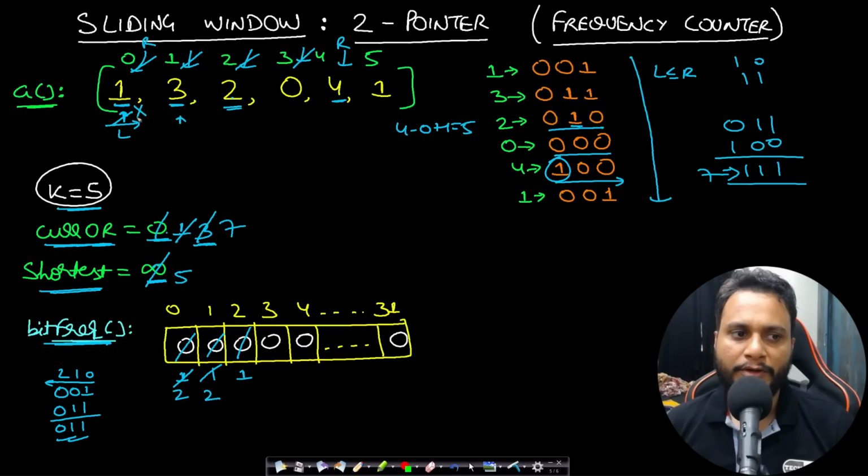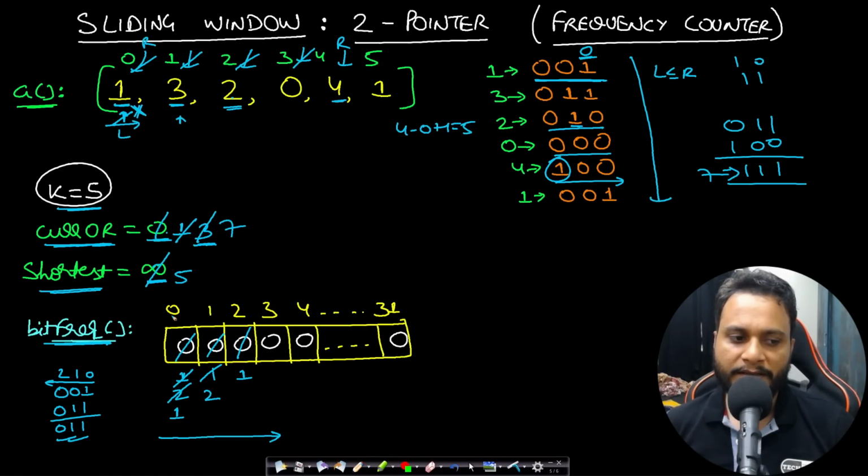If you do that, then I have to remove this 1 from the window. If you remove this 1, see the bit representation 001. Which bit is set? Position number 0. So I have to decrease the counter of position number 0 by 1. Okay. And after doing that, I will be finding out what is the current value of the OR here.